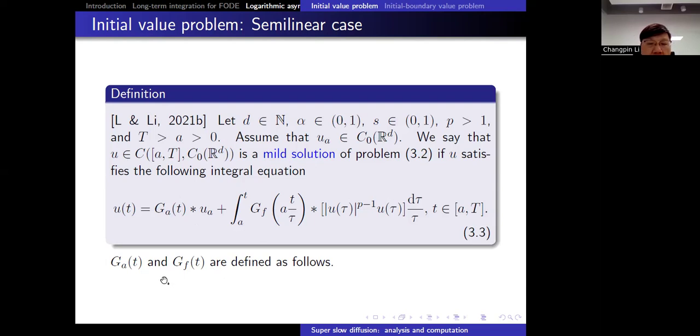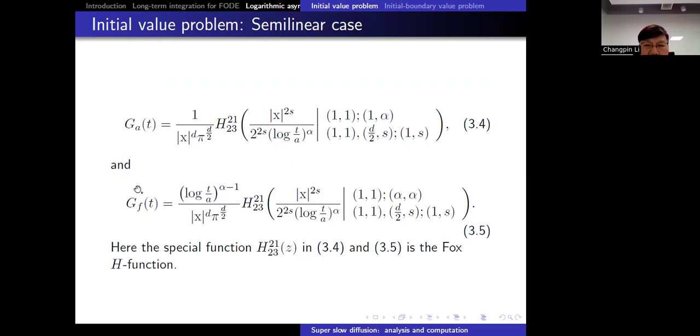They can be represented by the Fox function. They are hypergeometric functions. This is the G_alpha of t. This is the G_f of t. They are given like this. This is the Fox function.